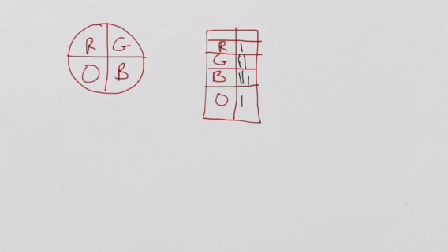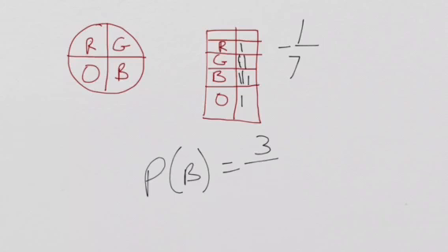orange came up once. So my experimental probability of getting a red would be 1 out of, and I would just count 1, 2, 3, 4, 5, 6, 7, 1 out of 7. Probability of getting a blue, and we're talking experimental probability, would be 3 out of 7. So that's my experimental probability.